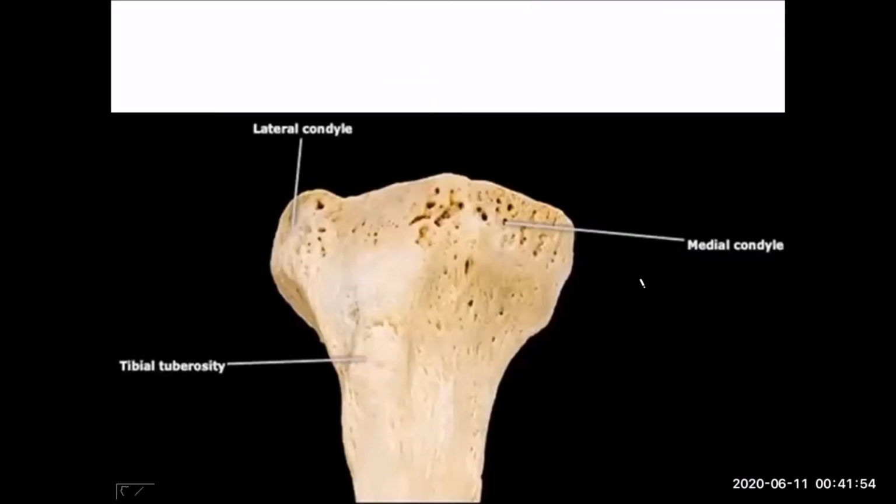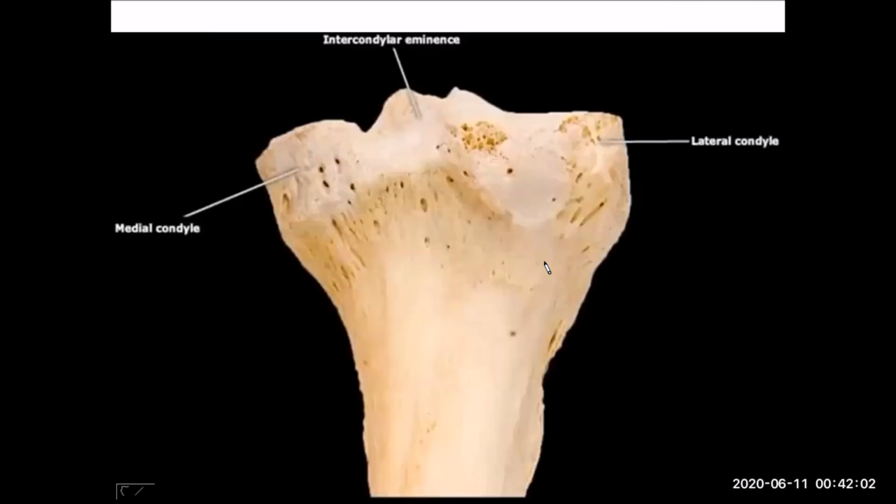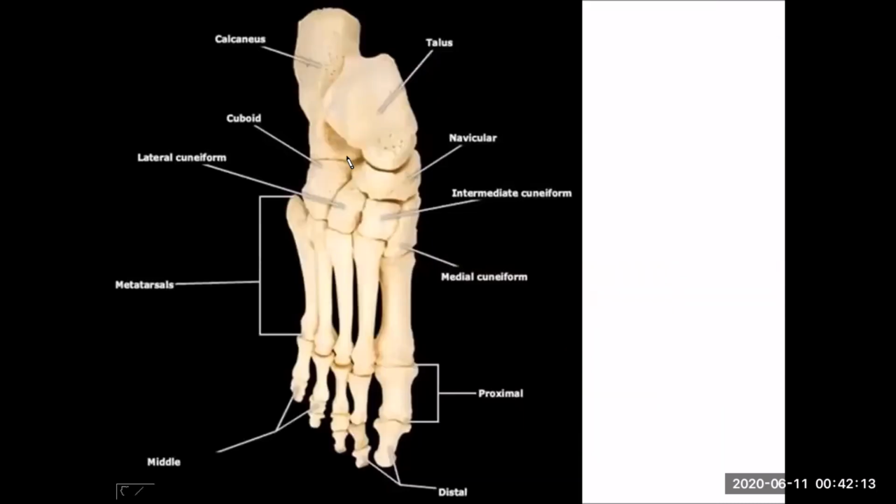So now a closer look, tibial tuberosity. And we've got the two condyles. Closer look at that intercondylar eminence here that's raised up between the two condyles. And so now we're moving on to the foot.